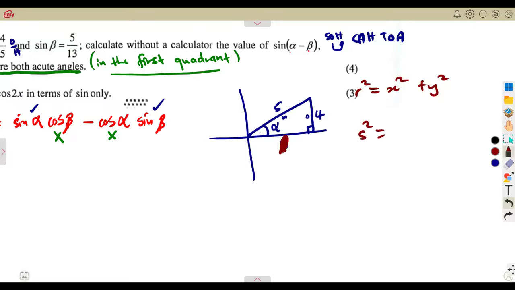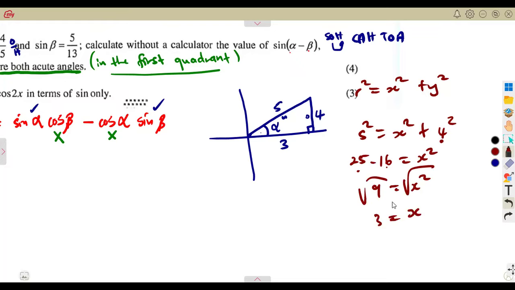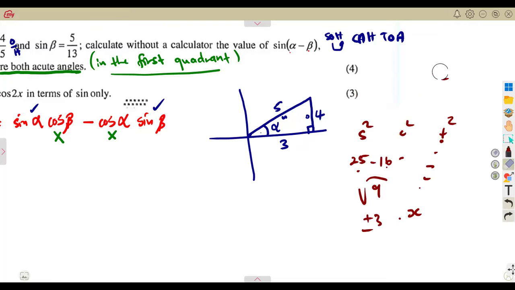Remember, x was not given. So it will be x squared plus y squared, which is 4 squared. You solve this: 25, this is 16. You take it this side, it will be minus 16 equal to x squared. 25 minus 16, that's 9, is equal to x squared, the square root. So 3 is equal to x. So that is the one that you have, and it's positive. Remember, it's supposed to be plus or minus, but this side is supposed to be positive from your Pythagoras theorem.